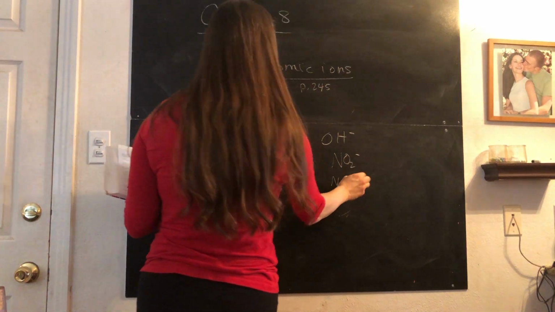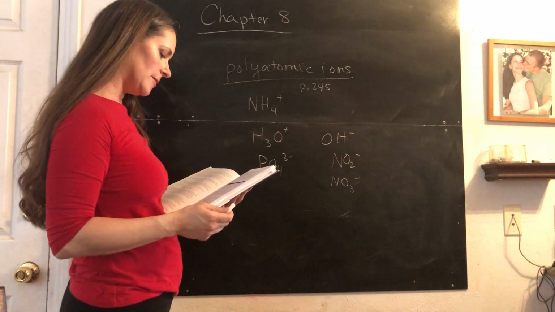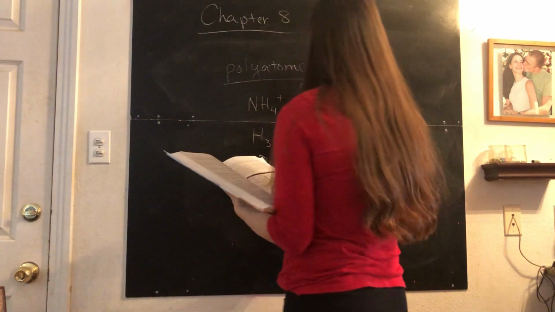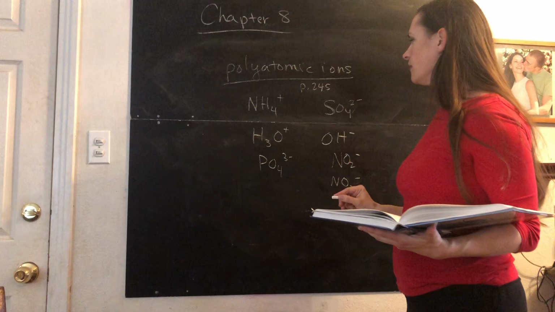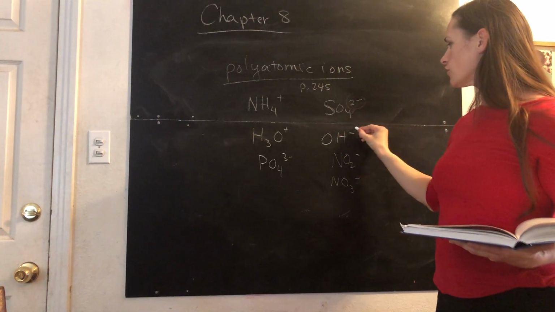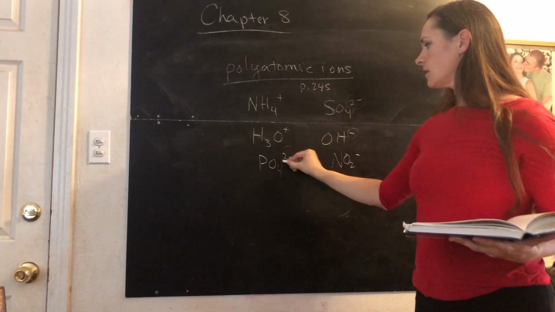And these are used a lot in chemistry, especially in organic chemistry. Sulfate, SO4, has a 2 minus charge. So with these polyatomic ions, you just have to memorize what their charges are.